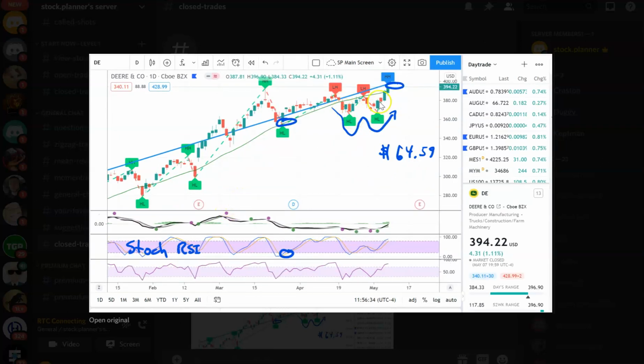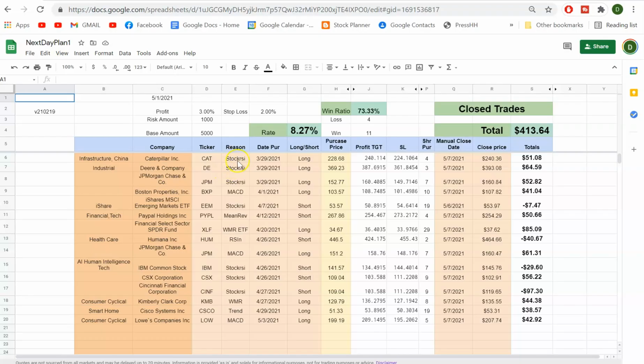There's plenty of opportunities again to lose and win. Same time frame. Must have been the same reason. Stochastic RSI and $64 win. Here they are. Stochastic RSI is the reason.